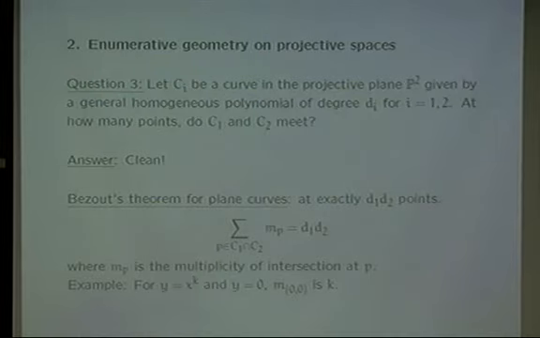Question number 3. Let C1, C2 be curves in the projective plane P2. Previously we used R2 and we had many problems, so we replace R2 by CP2, the complex projective plane, and then we ask a similar question. So you have C1 of degree d1, C2 of degree d2. We have two plane curves, and then we ask the same question: how many points do they intersect?